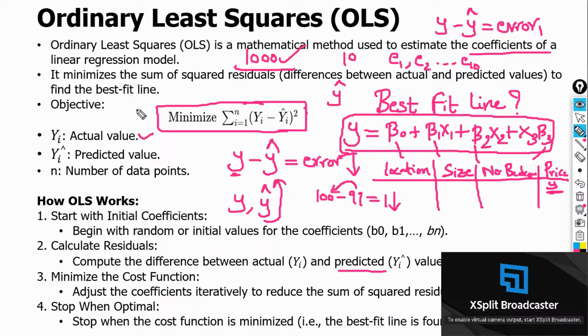But what is our objective? Our objective is to minimize these errors. The errors that we get should be minimized. I'll talk about loss and cost later. So the third step is minimizing the cost function. The cost function is calculated and we are supposed to minimize it. How can you minimize? We go back and adjust the coefficients.